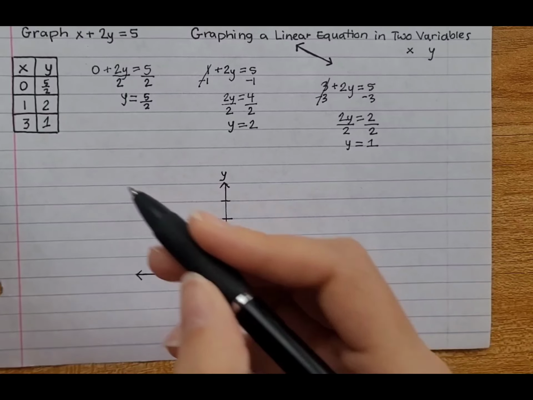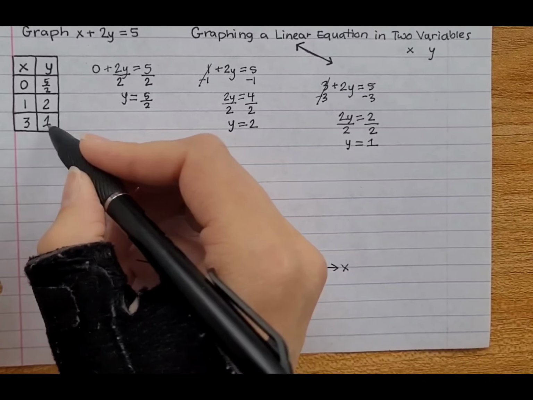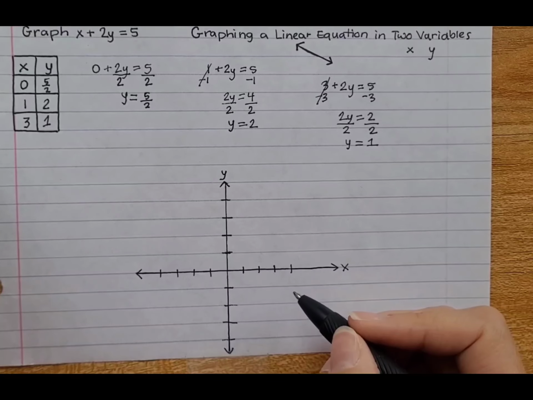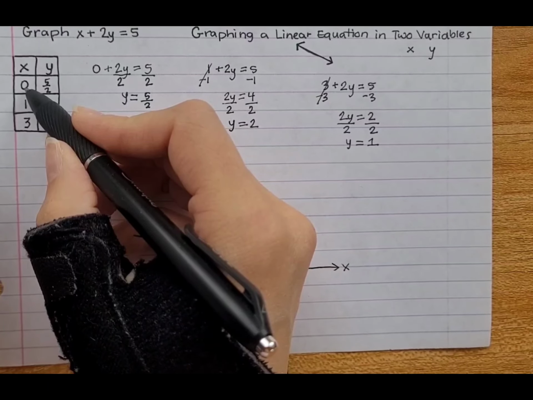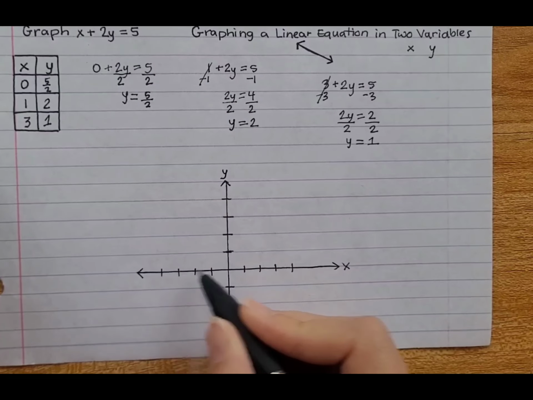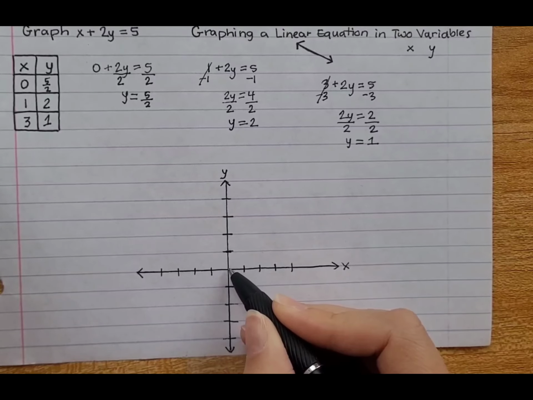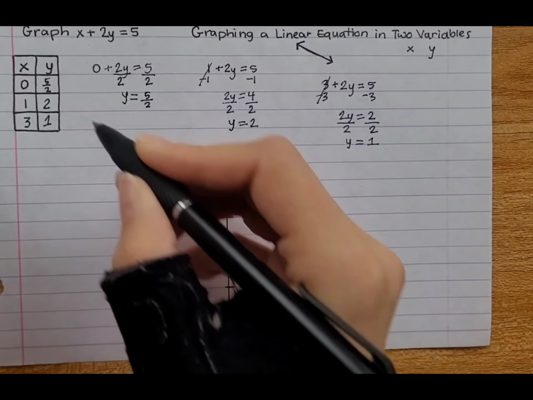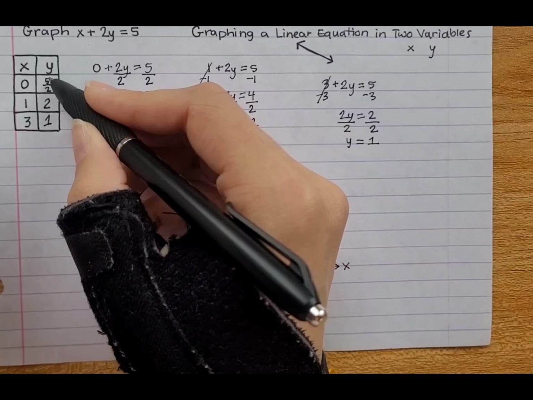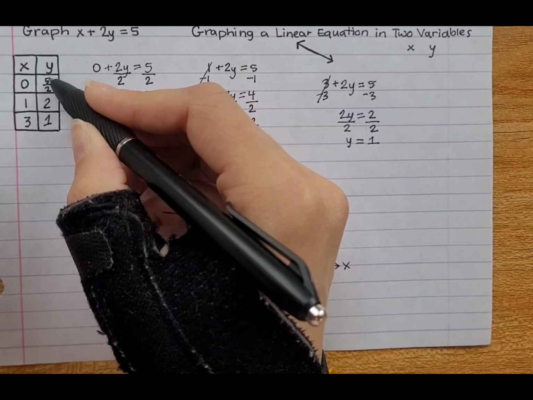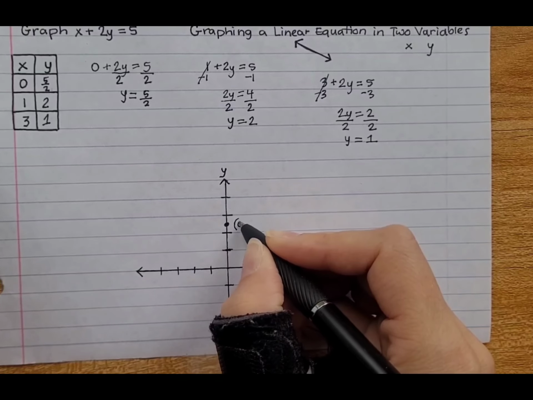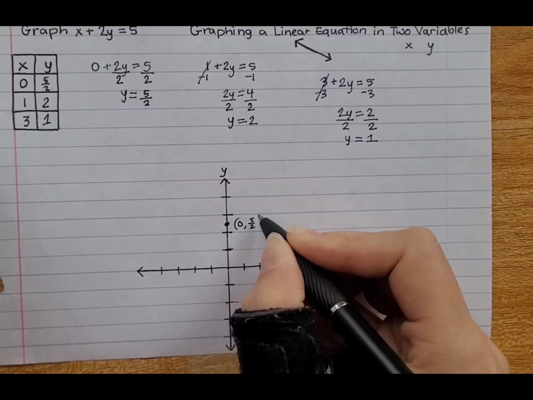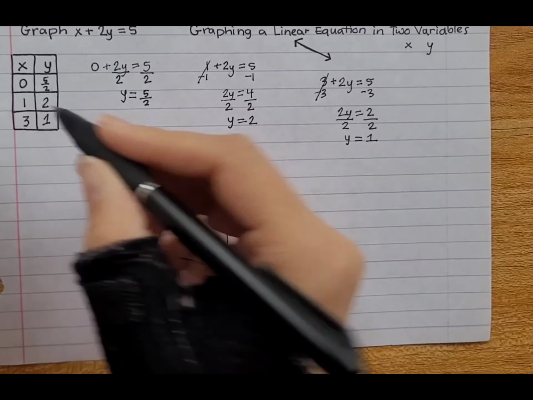Okay, now that we have our 3 coordinate points, we can plot them on our graph. So let's begin up top. Where our x is 0, on our x-axis, we're not moving anywhere, we're staying right at 0. We're moving up on the y-axis 5 halves, which is 2.5. So I will plot my first point. And I can label it if I would like, 0 and 5 halves.